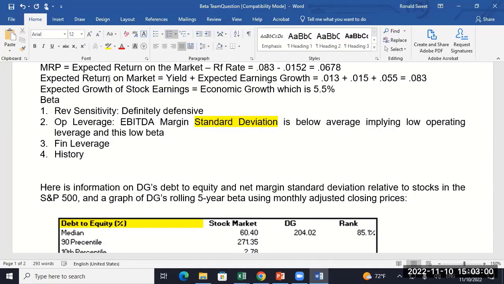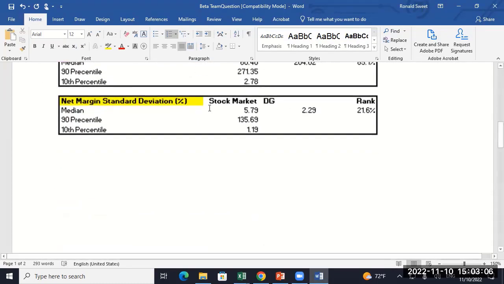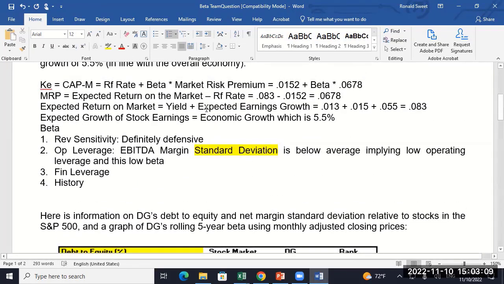Okay. Same thing on your paper 3. I have students say, wow, their EBITDA margin is 2.29%. No, it's not. I don't know what it is, but it's definitely not that low. That's the standard deviation of their margin. It's below average, implying low operating leverage and thus a low beta.